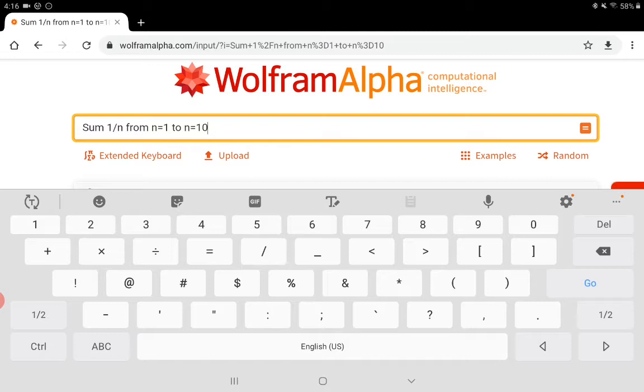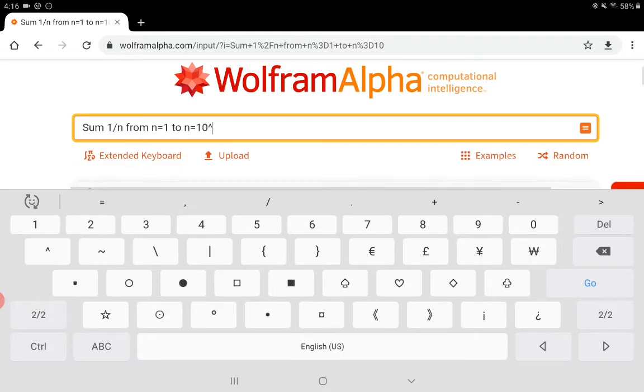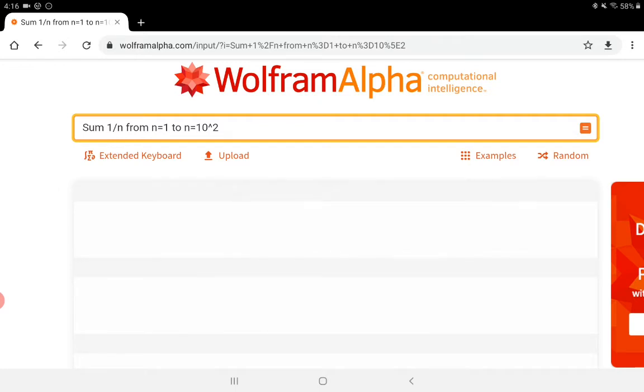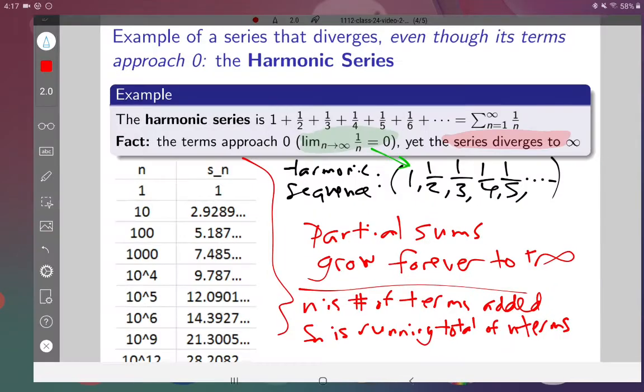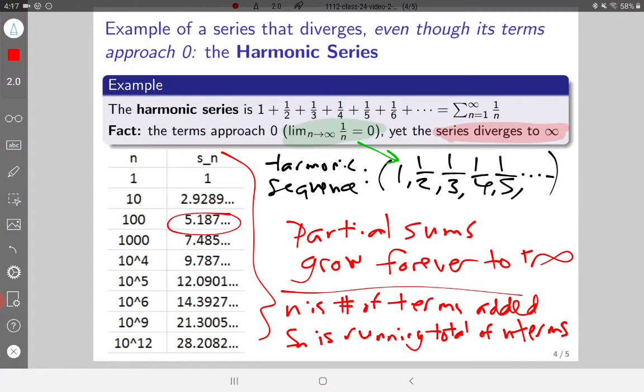So let's write that as 10 squared, or 100. I can never find the caret. There it is. And say go, that's going to, whoa, there's a big fraction. But down here I see 5.187. That's the running total that I have here after adding 100 terms from this series. The total is 5 something.